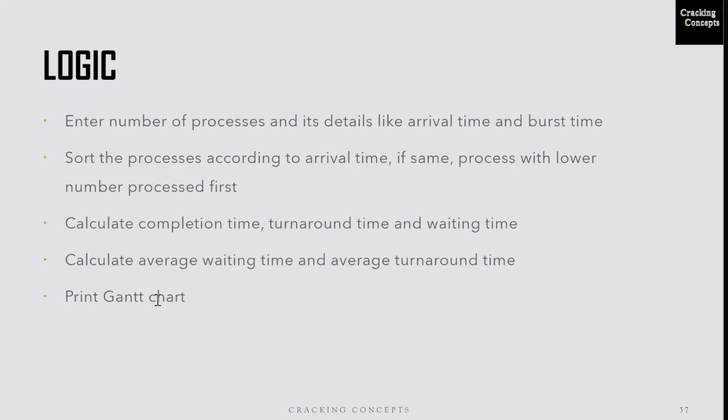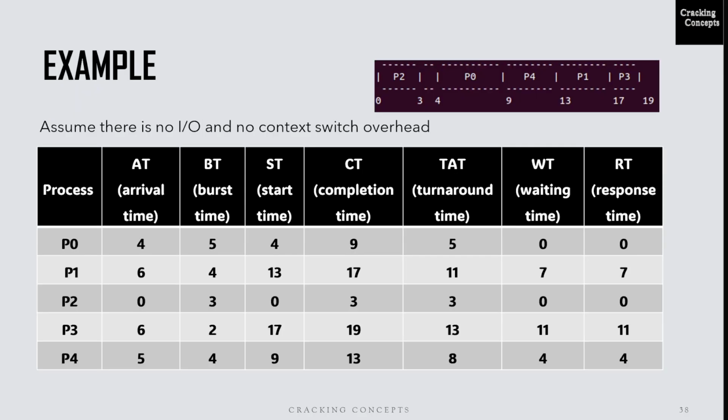Then the calculation of completion time, turnaround time and waiting time will be done. Then the averages of waiting time and turnaround time will be calculated, and finally the Gantt chart of this execution will be printed. Now this is an example showing the same. Throughout this experiment, the assumption is that there is no IO burst time and no context switch overhead here.